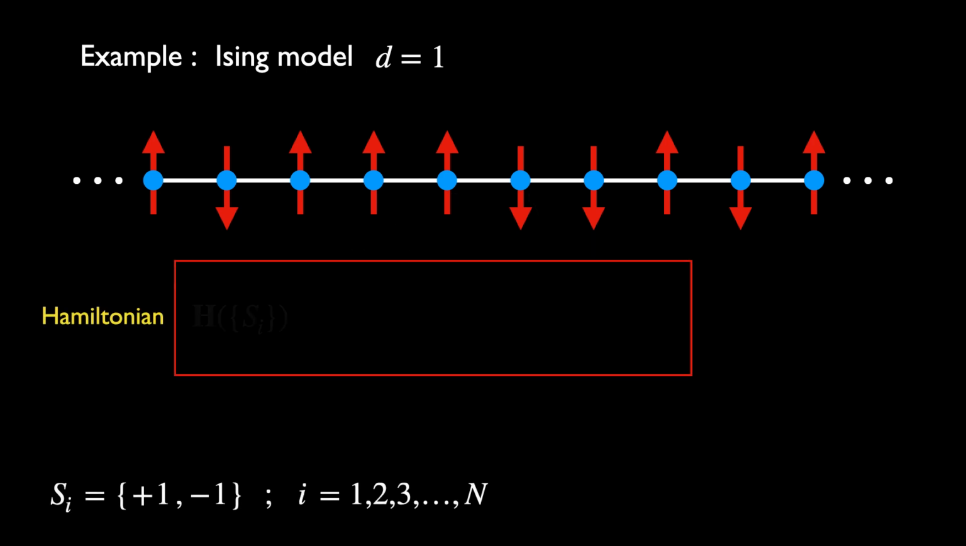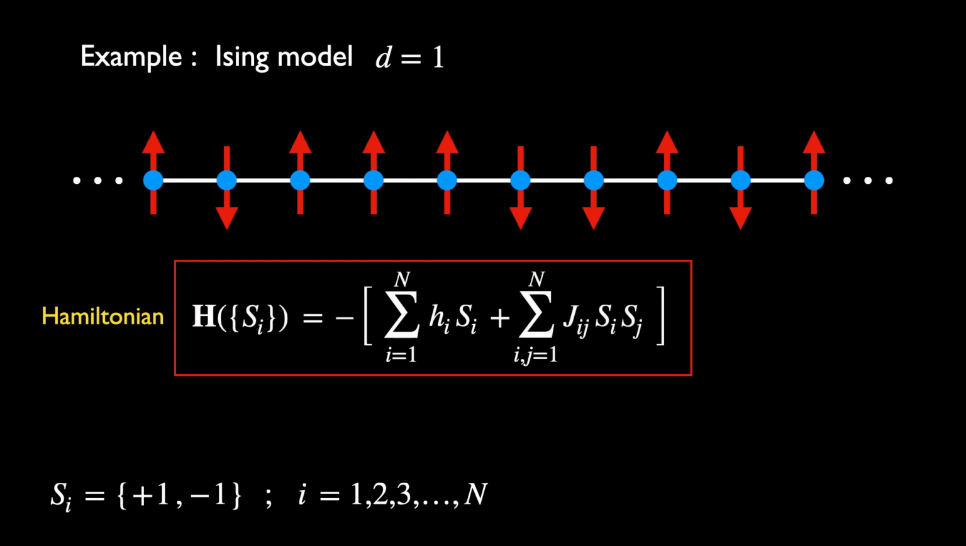And this is the Hamiltonian of the Ising model. The first term describes how each spin at their respective site interacts with an external magnetic field. This field is denoted by little h. In general, it could be non-uniform, hence its index.